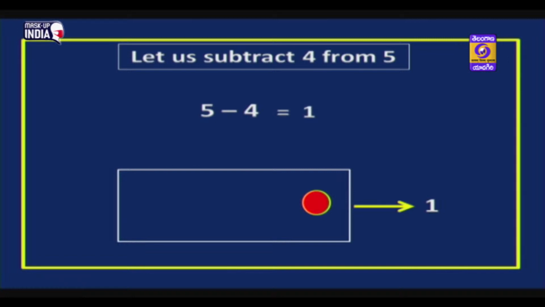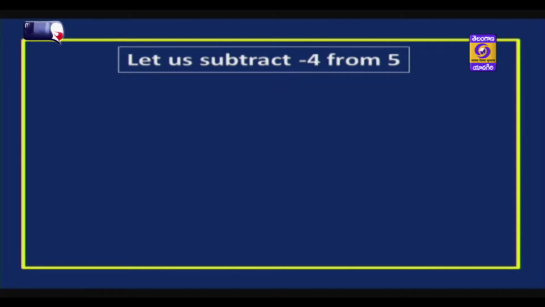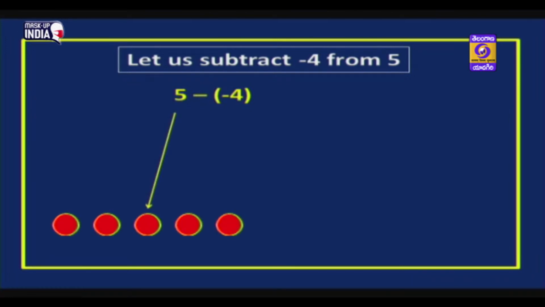So, children, let us move on to our next one, that is subtracting a negative number from positive number. That is, we are going to subtract minus 4 from 5. That is 5 minus of minus 4. So, 5 is again a positive.